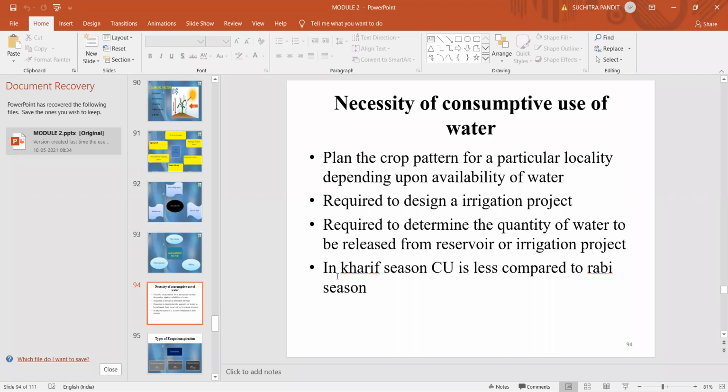And it is required to determine the quantity of water to be released from the reservoir or from an irrigation project. Also, in Kharif season, the consumptive use is less compared to Rabi season. These are the two main crop seasons. One is the Kharif season, the other one is the Rabi season.